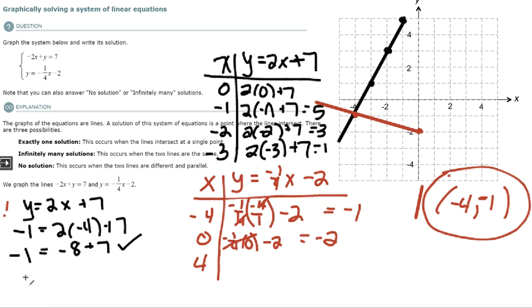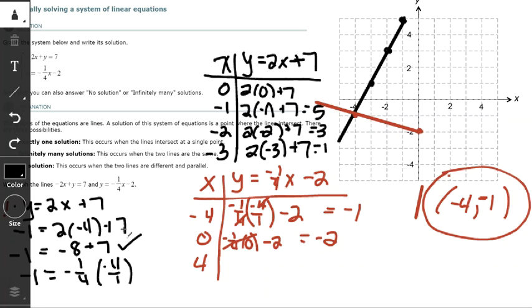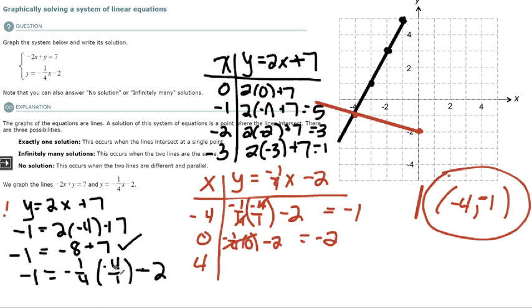And then for the second equation, does negative 1 equal negative 1/4 times negative 4 minus 2? And the answer is yes, because this right here just becomes positive 1, and 1 minus 2 is negative 1. So that is also true. So x equals negative 4 and y equals negative 1. That is the correct solution.